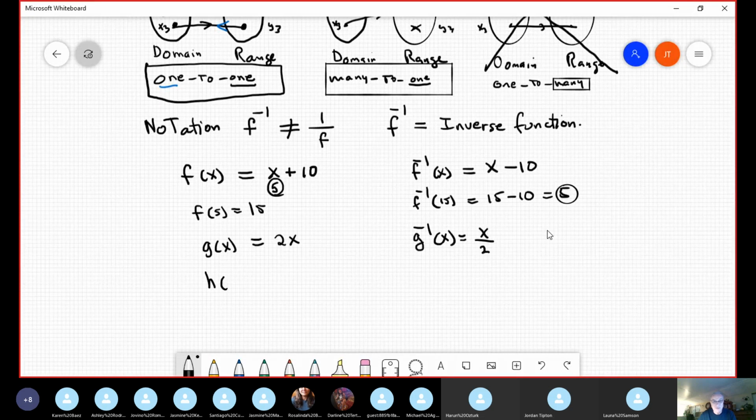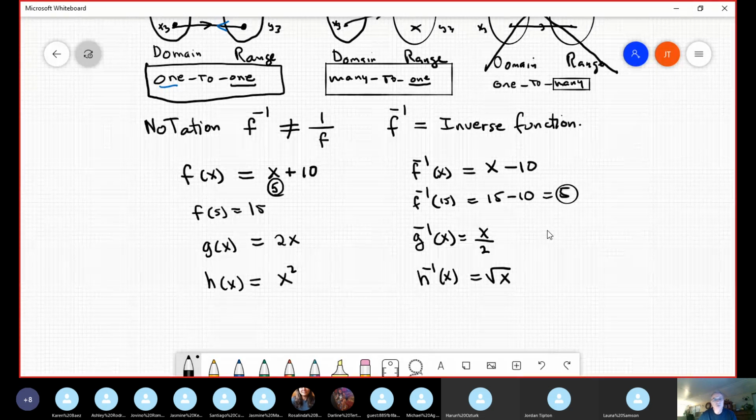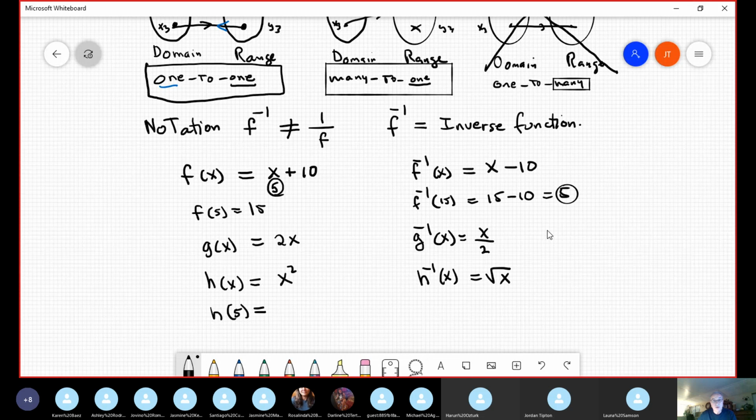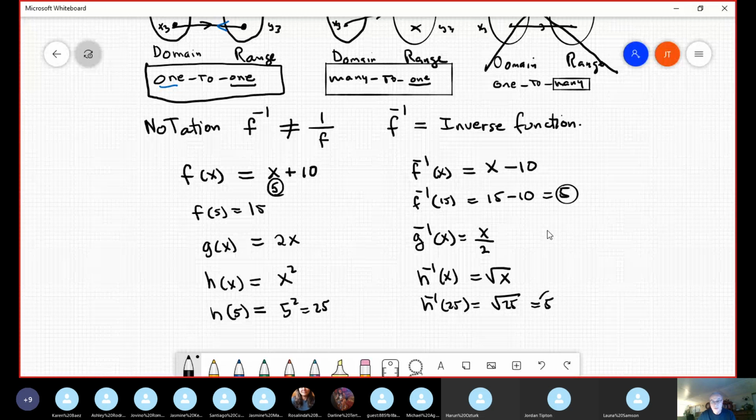Suppose another function, h of x, is equal to x squared, the parabola. And the inverse function for the parabola is square root x, right? Suppose I evaluate h at 5. I always use a 5 in my example. 5 squared is 25. And when you plug it into the inverse function, 25, it's the square root of 25, okay, 5, and we come back to the beginning.